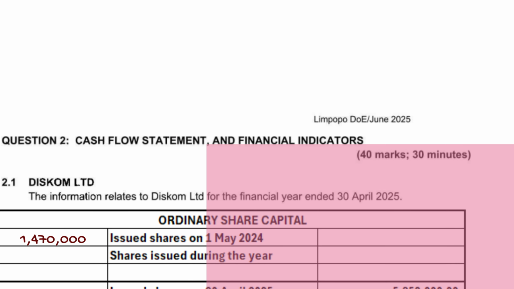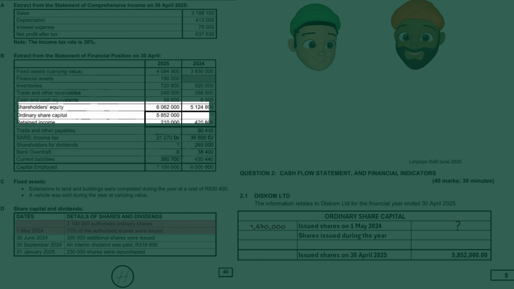Now, what was the value of those shares? Well, we're not given the amount, but we can easily calculate. On 1st May 2024, total owner's equity is 5,124,800 rand. Total equity is the ordinary shares plus retained income. We are given retained income of 420,800 rand, so the difference is then the value of ordinary share capital. So, by completing the number of shares and the rand value, we would collect an easy 3 marks. It's important to show calculations too. I'm starting to love collecting easy marks.